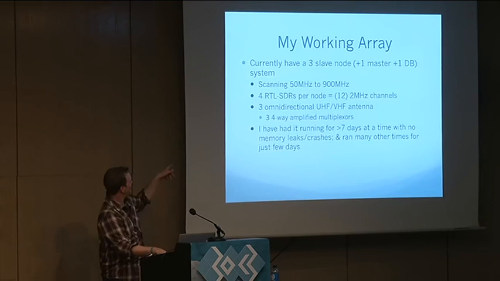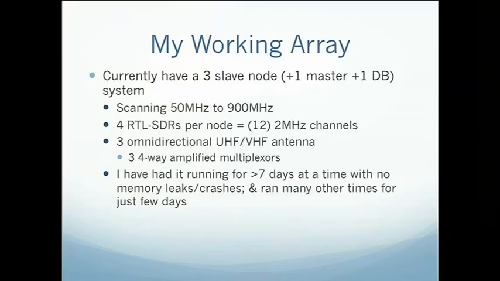So, further description about my array. Like I said, it's scanning 50 megahertz to 900 megahertz, 4 RTL-SDRs per node, 12 times 2 megahertz, and then 3 omnidirectional UHF, VHF Discone antennas, and 3 4-way amplified multiplexers. I've had this running 7 days at a time. The only reasons to take it down are to update code, things of that nature. No memory leaks. It just runs, it just goes, and it sucks power out of my house. But it's fun.